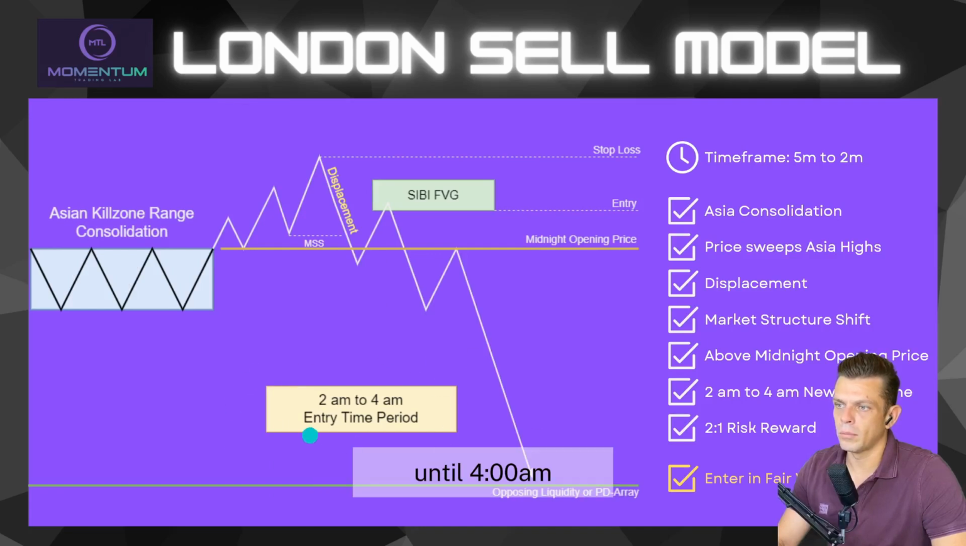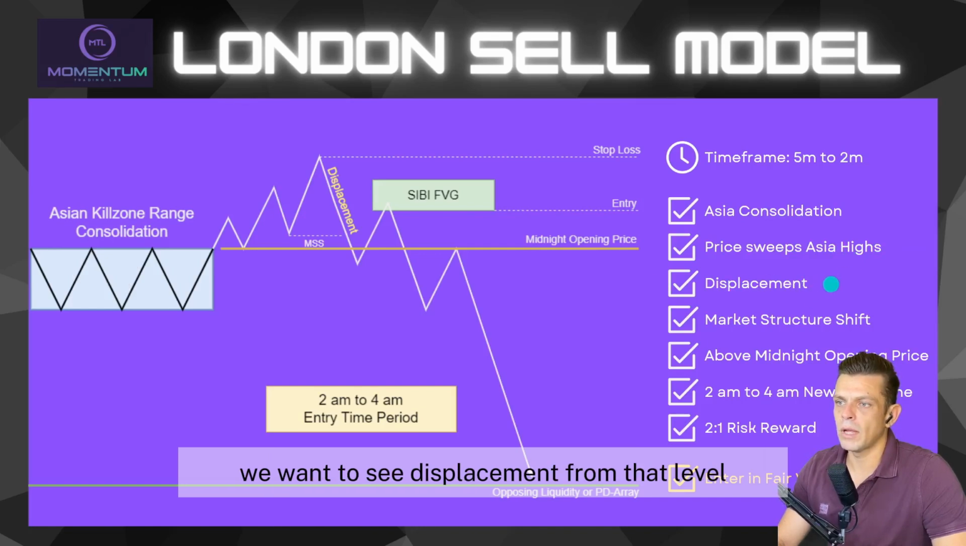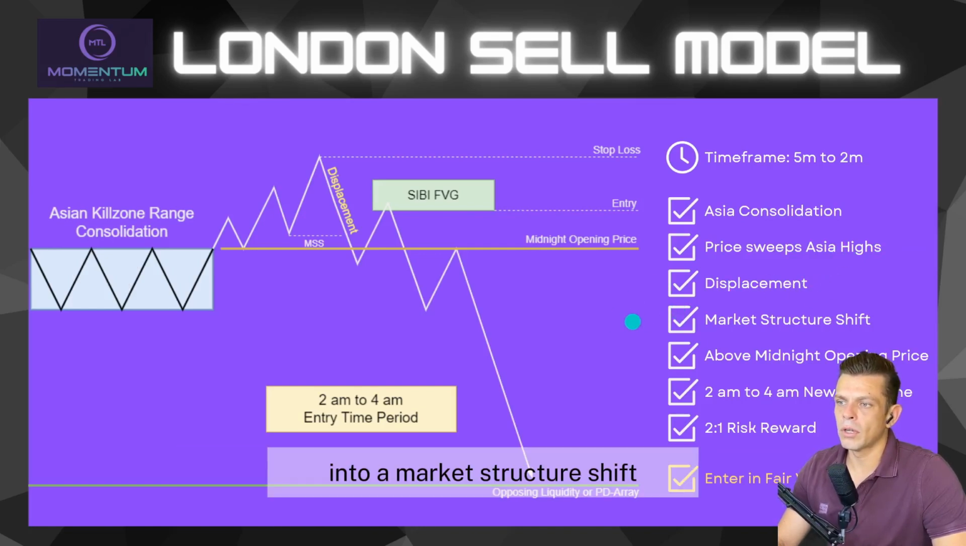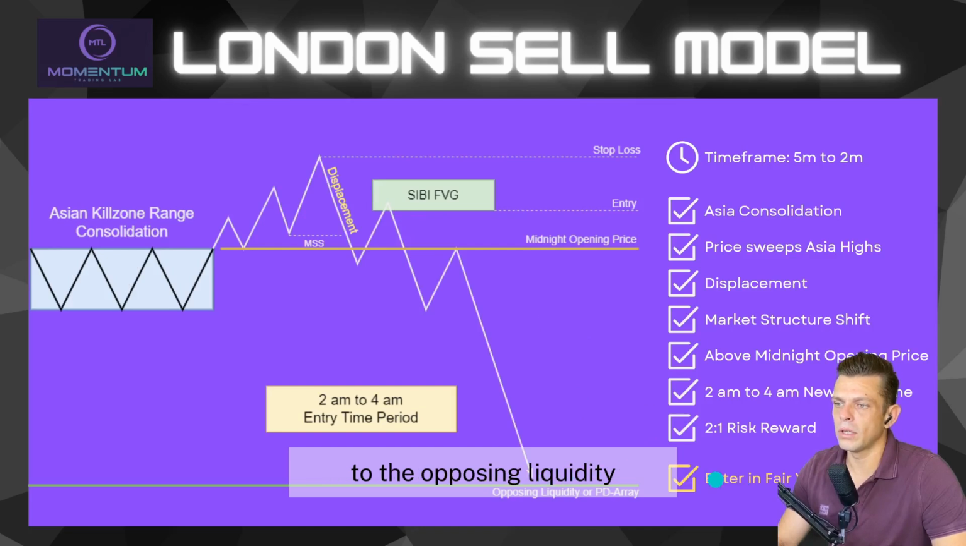until 4 a.m. So just to recap the checklist, Asia must consolidate, price must sweep the Asia highs or the buy side liquidity. We want to see displacement from that level into a market structure shift. Price must be above the midnight opening price. It must be between 2 and 4 a.m. New York time. 2-to-1 risk to reward ratio from your entry to the opposing liquidity, and then you can enter in that fair value gap.